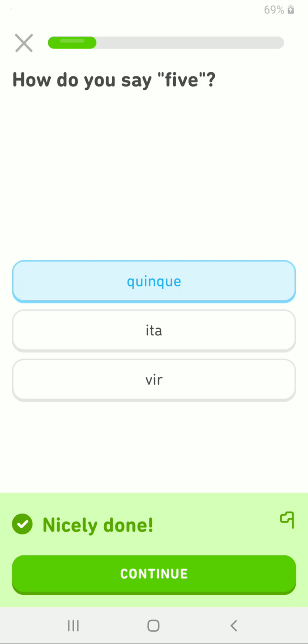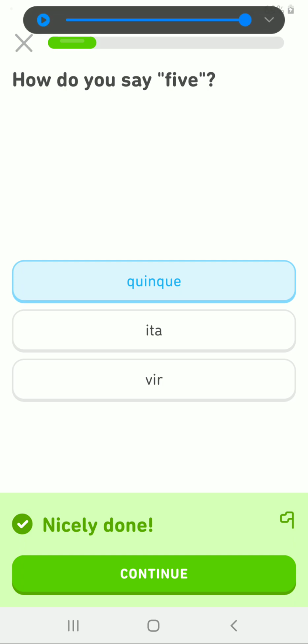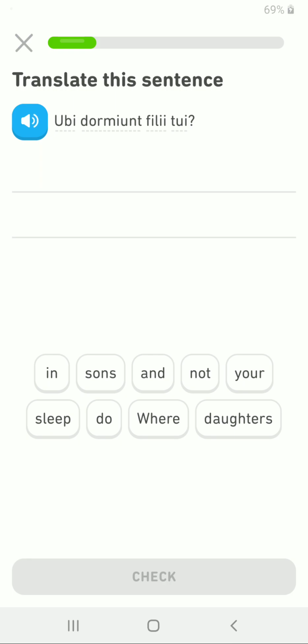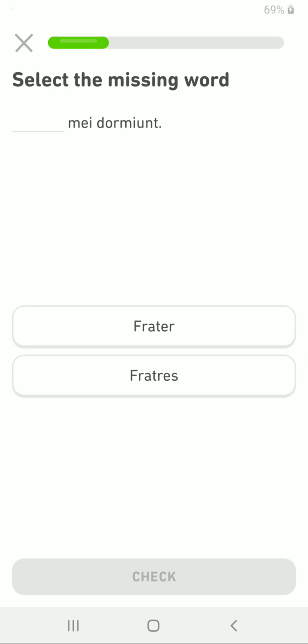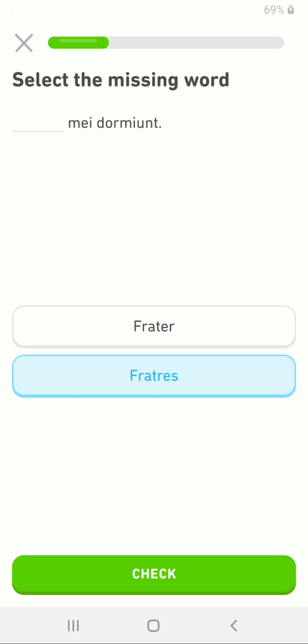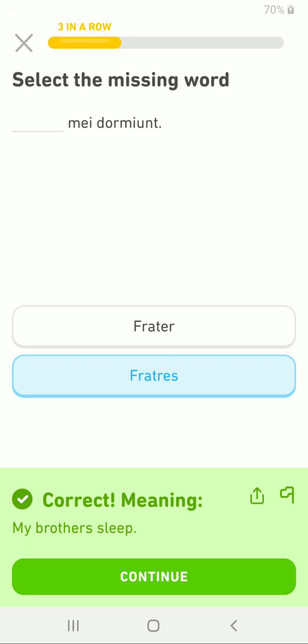I don't remember the exact pronunciation, but it should be quinque. Ubi dormiunt filii tui? Ubi is where. Dormiunt, that's they sleep. Filii tui, so where do your sons sleep? Dormiunt, we are familiar with this. Fratres mei dormiunt, it should be fratres, not frateres. And it's plural because it's dormiunt, and mei is masculine plural.